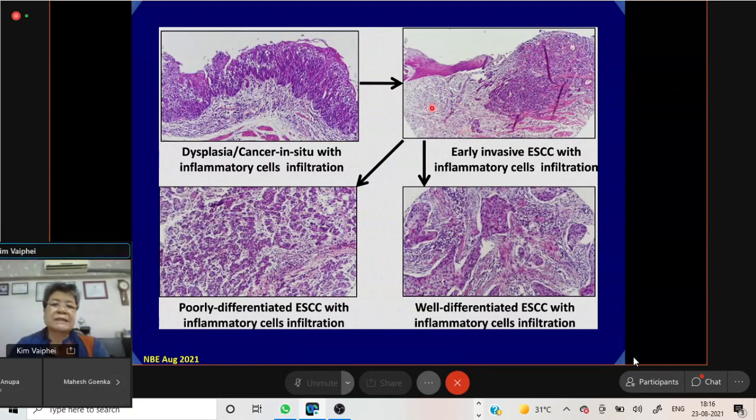And also as a gastroenterologist, you must insist your counterpart, that is a pathologist, to comment on all these factors so that you should be able to decide what kind of treatment or therapy modality can be given to the patient.